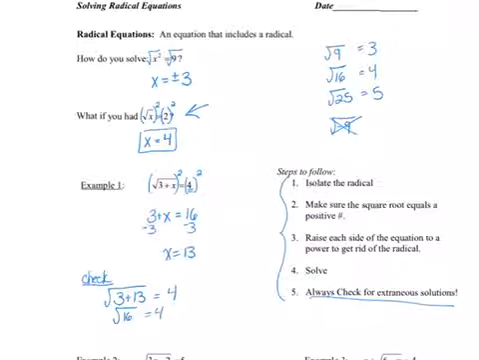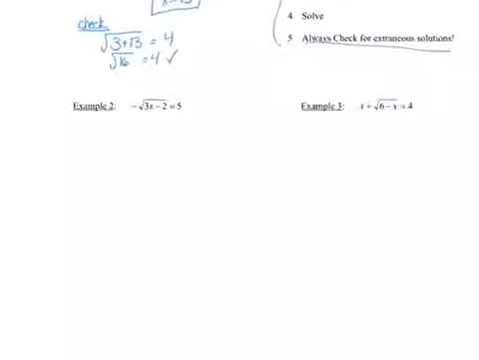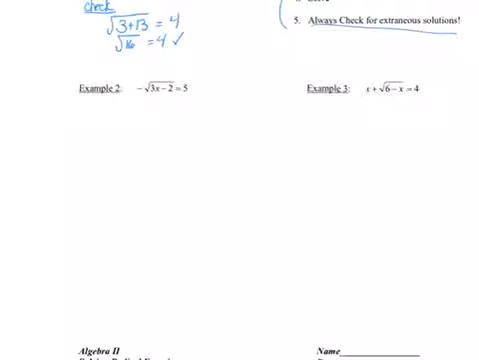We already know the square root of 16 is equal to 4, so this makes a true statement, so that means 13 is an actual answer. Okay, so that's pretty much the process that you're going to follow for all of these problems. The problems can get a little bit more challenging, and you'll see that as we go. But let's do the next two examples together.